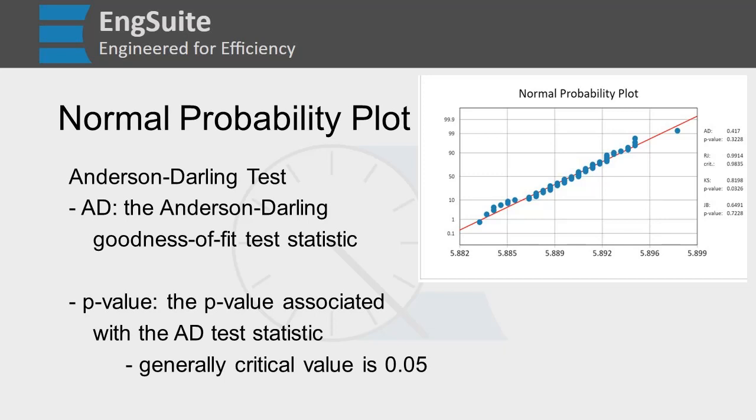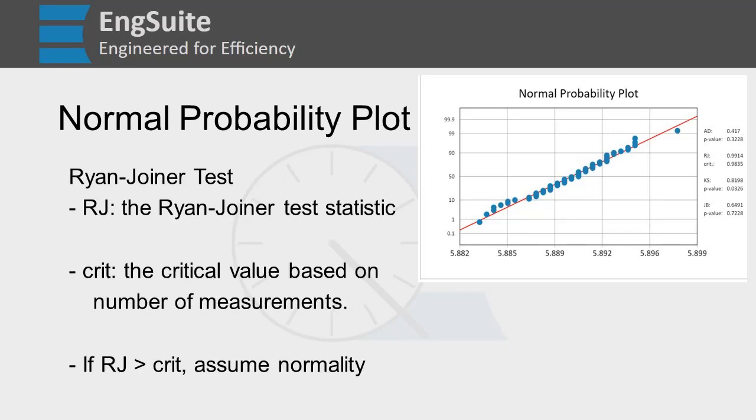In this case, most people really just check the p-value. If it's greater than 0.05, we fail to reject the null hypothesis, which is that the data is from a normal distribution. Okay, so that means greater than your critical value, we can assume normality. The second is the Ryan-Joiner test. RJ is the Ryan-Joiner test statistic, and crit is the critical value based on the number of measurements. So if your RJ is greater than your critical, then you can assume normality. That one's pretty easy. All you have to do is compare whether the RJ is greater than the critical.